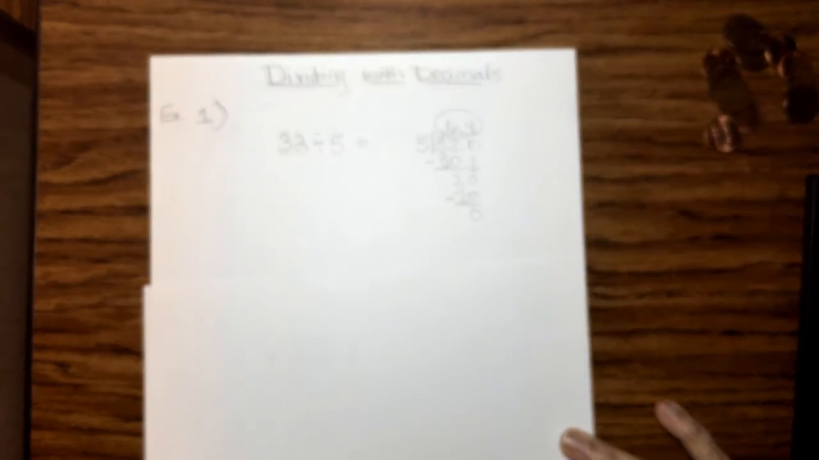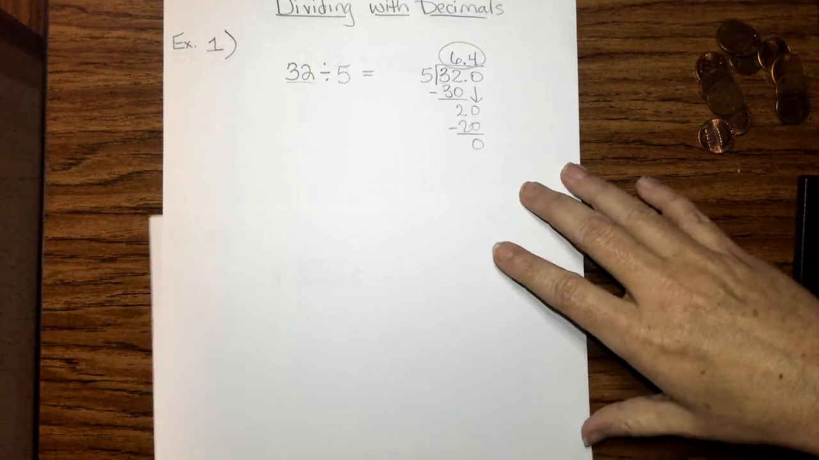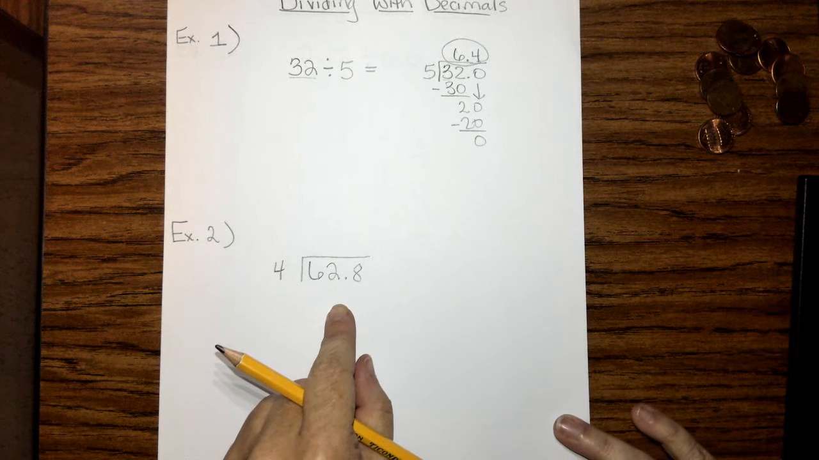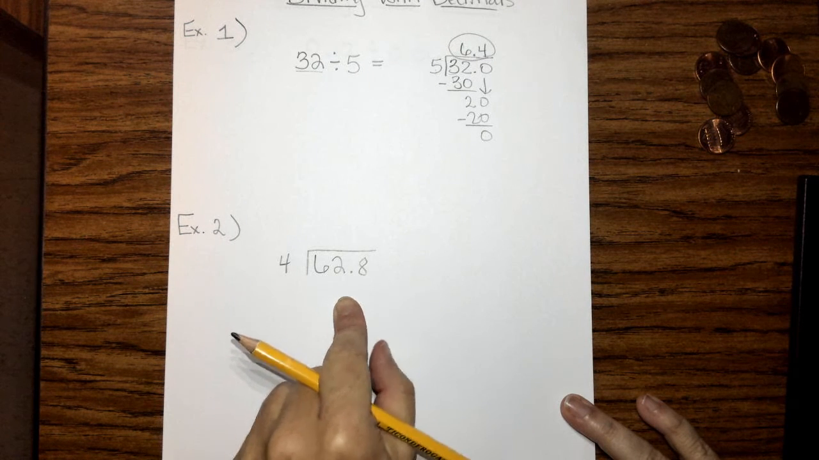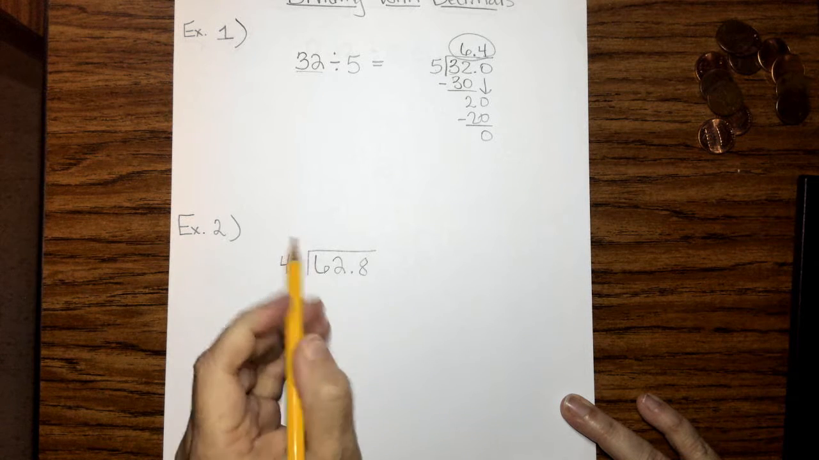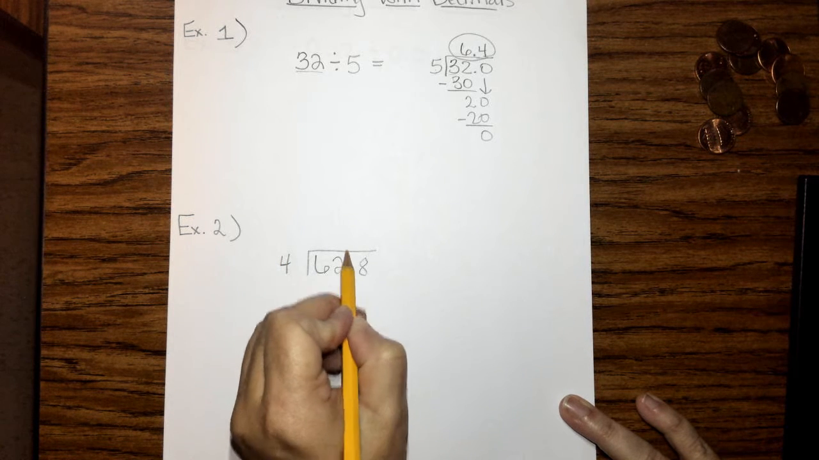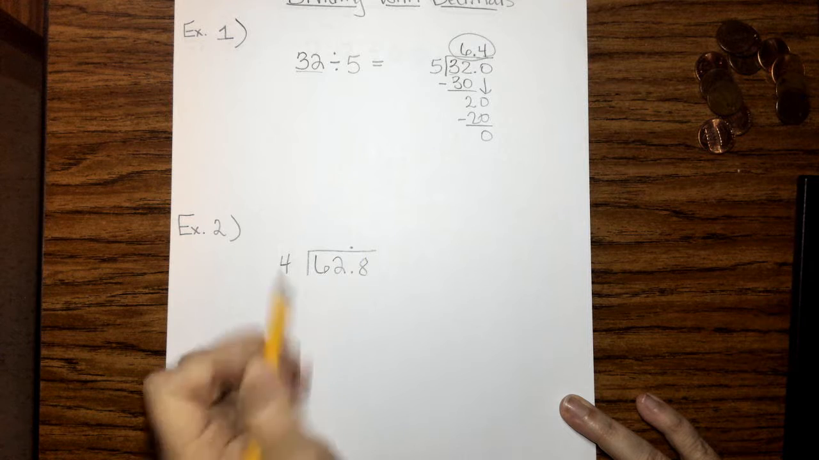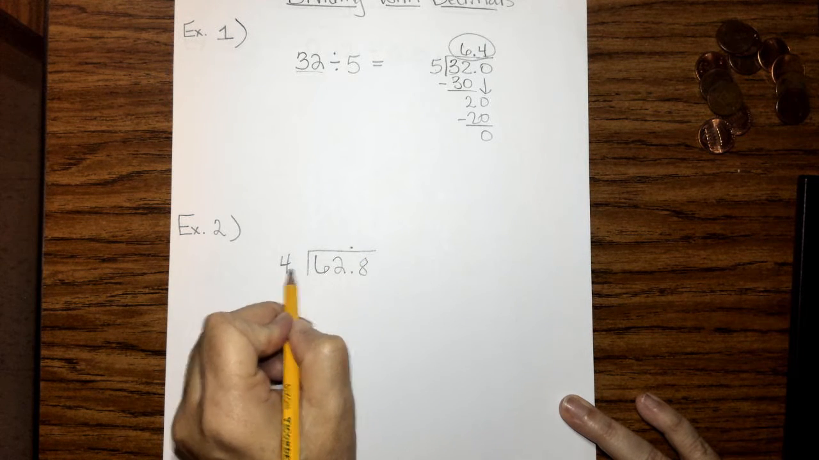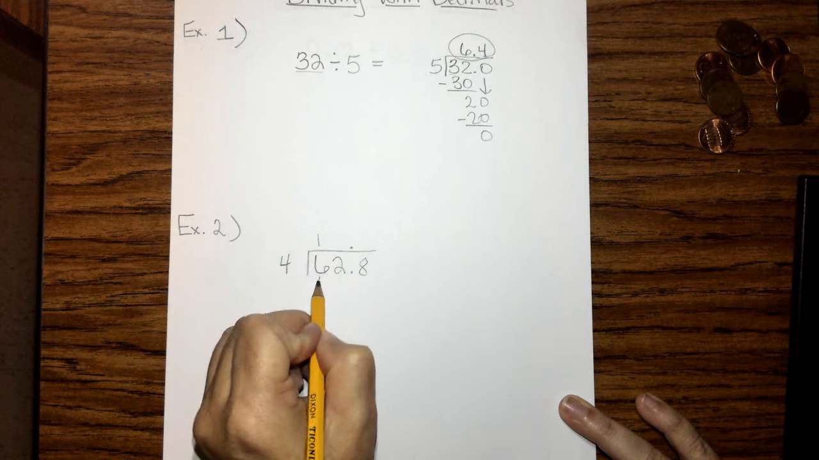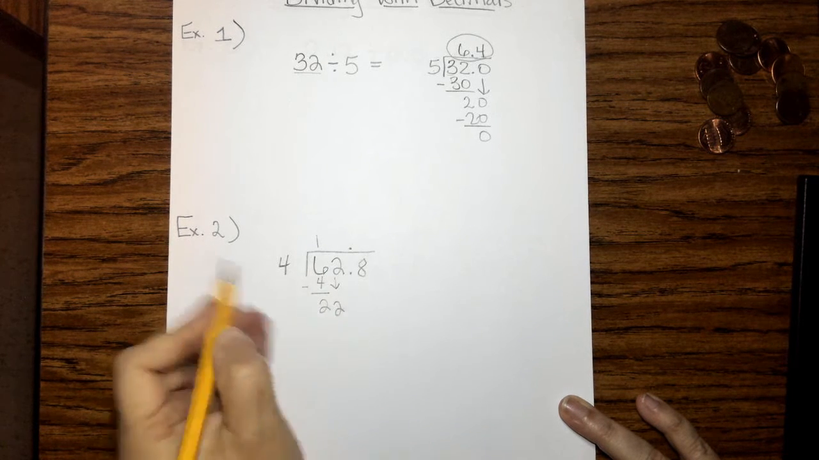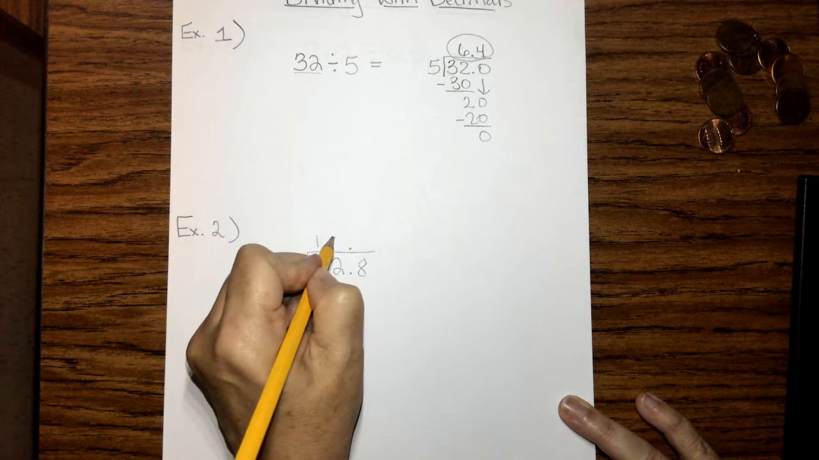That's the first example. Our second example is when we are dividing and there's already a decimal in the dividend, inside the box. So we divide like normal. Well, we need to bring the decimal up first. That way we keep our place value all accurate. 4 will go into 6 one time. Subtract, bring down my 2. 4 will go into 22 5 times.